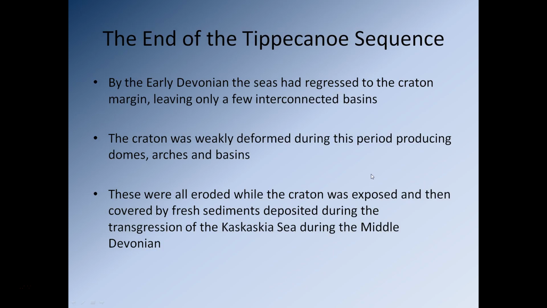So what happens at the end of the Tippecanoe sequence? Well, by the early Devonian, the sea had regressed to the Craton margin, leaving only a few interconnected basins. The Craton was weakly deformed during this period, producing domes, arches, and basins. During this time frame, the Craton is getting very weakly deformed, producing very large, broad anticlines and synclines. These anticlines especially were eroded while the Craton was exposed and then covered by fresh sediments deposited during the transgression of the Kaskaskia Sea during the Middle Devonian.